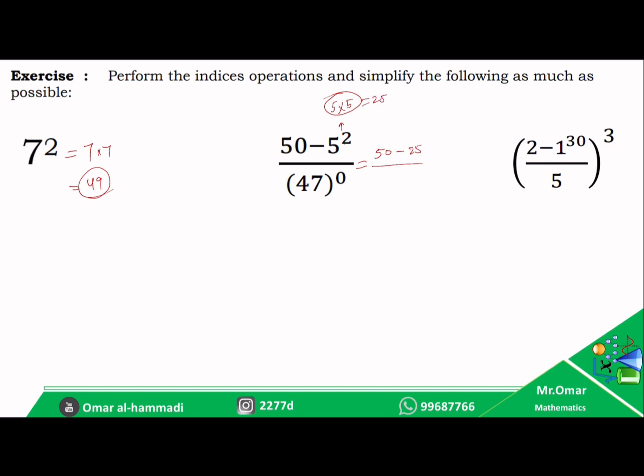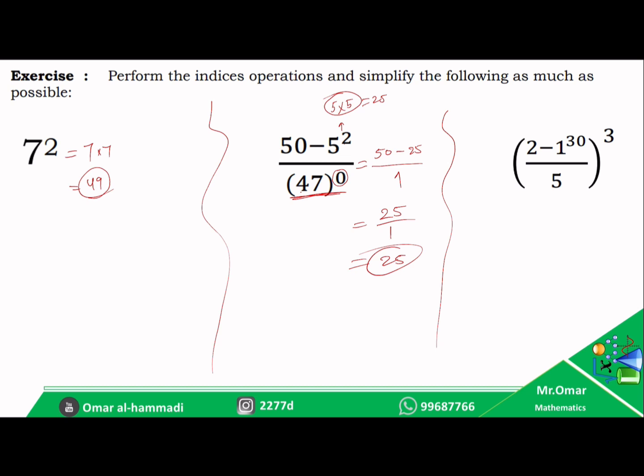What do you mean by this one? Please don't forget that one. 47 to the power 0. Anything to the power 0 is equal to 1. And the result will be 50 minus 25, which is 25, over 1, which is equal to 25. Anything divided by 1 will give us the same result. Also the same thing here.